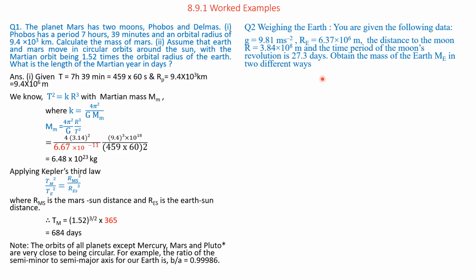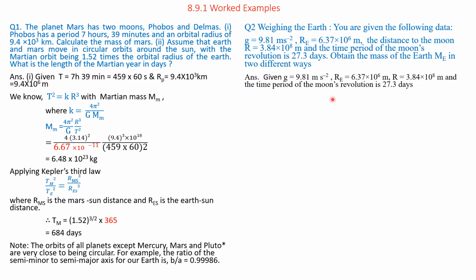Next question. We have to find the mass of the Earth. You are given the following data. g is equal to 9.81 meters per second square. The radius of Earth is 6.37 into 10 to the power of 6, the distance to the moon is 3.84 into 10 to the power of 8 meters, and the time period of the moon's revolution is 27.3 days. Obtain the mass of Earth ME in two different ways. Please read the question again and again and interpret it, and I will proceed with the solution.